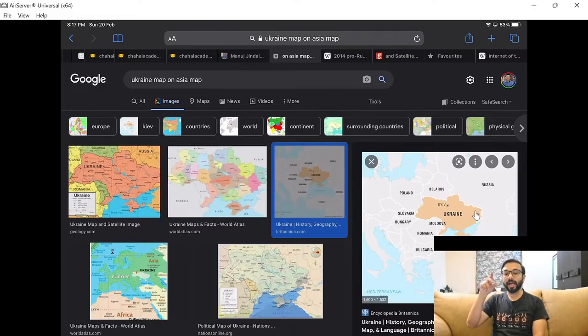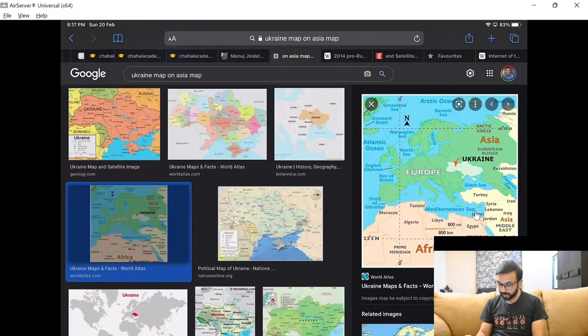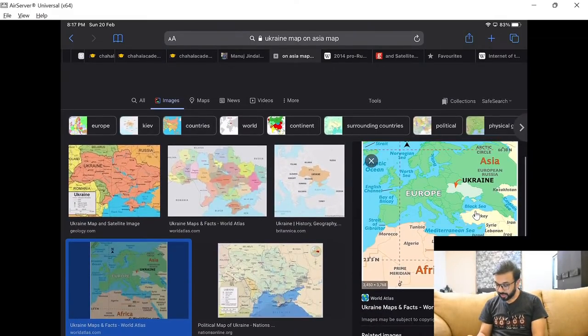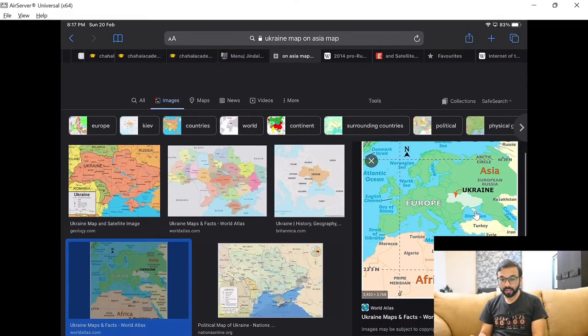Who will search for what questions can be asked about the surroundings? One question could be what kind of oceans or seas are touching Ukraine. What are the countries that are on the boundary of Ukraine? It might ask you anything related to the Mediterranean as well, because the Mediterranean is located just below the Black Sea.